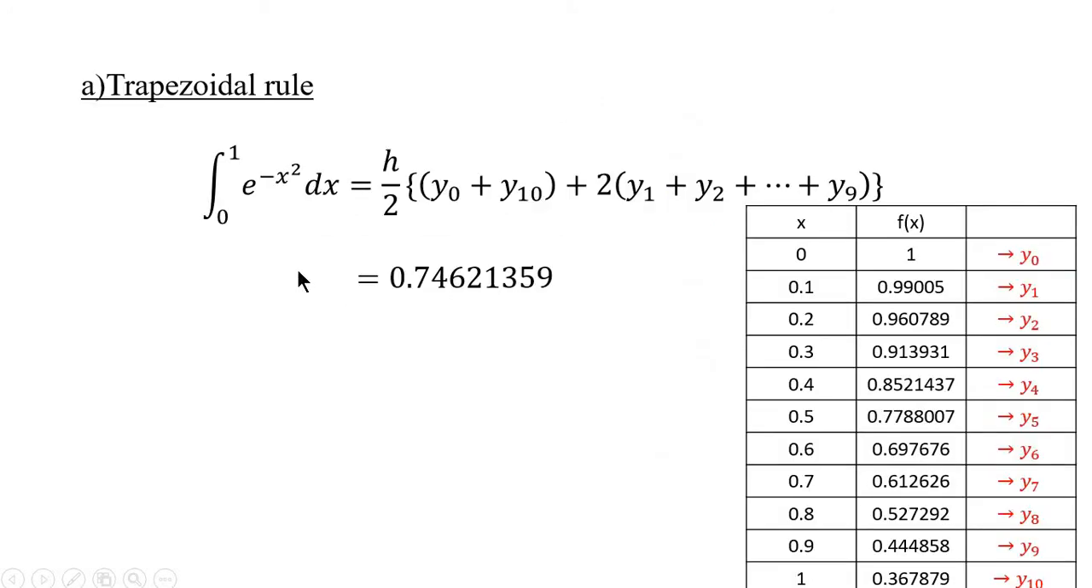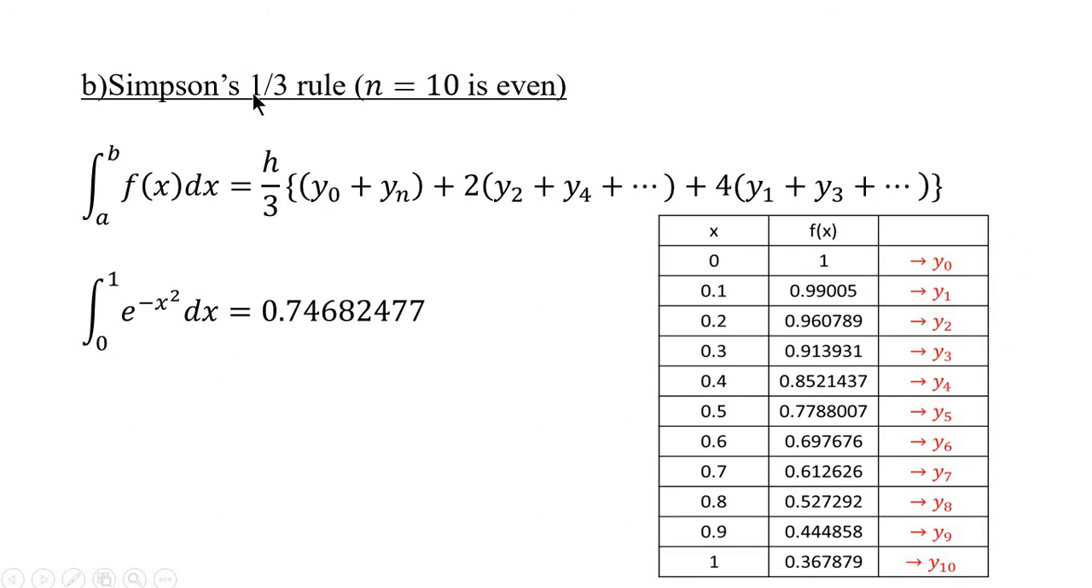Now you can use the trapezoidal rule. Substitute all these values in the formula and then evaluate. You get the answer as 0.7462. Now for Simpson's rule, you can use this formula. Substituting all these values in this formula, we get this answer.